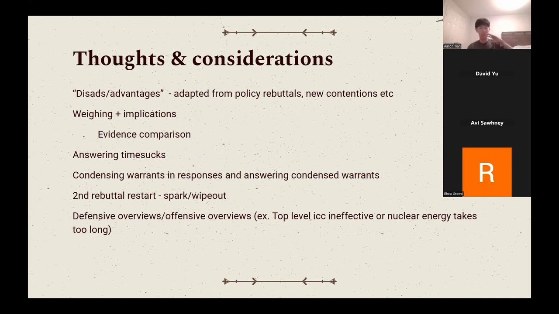So they can't just look at the tagline and be like, okay, so this is only one response, I'm only going to make one frontline to it, right? Now they have to spend more time against it. And the same thing goes for answering condensed warrants.